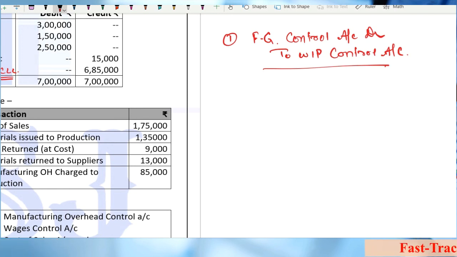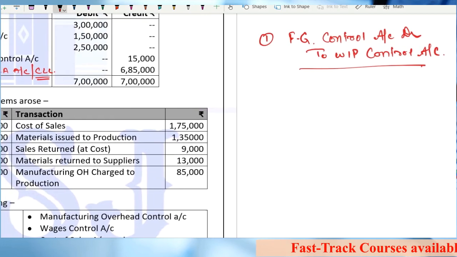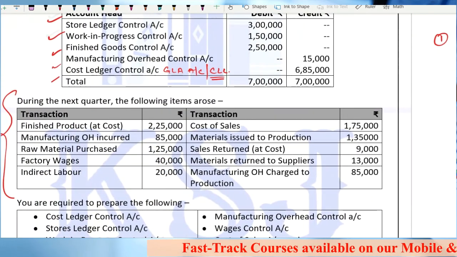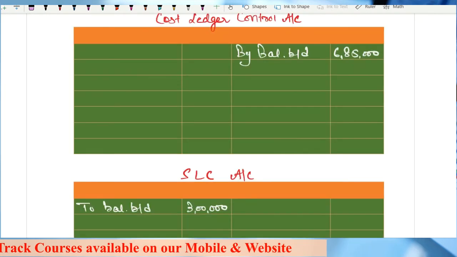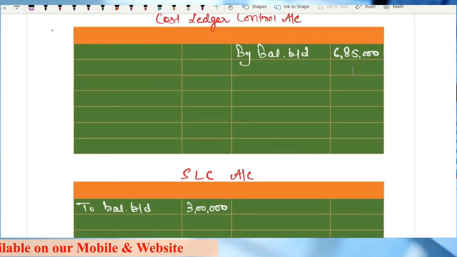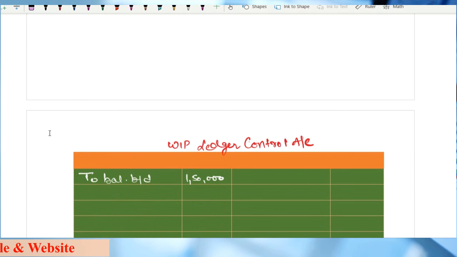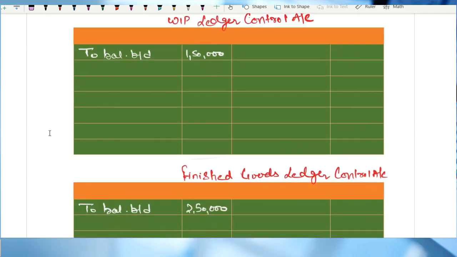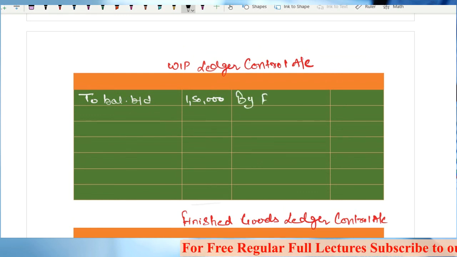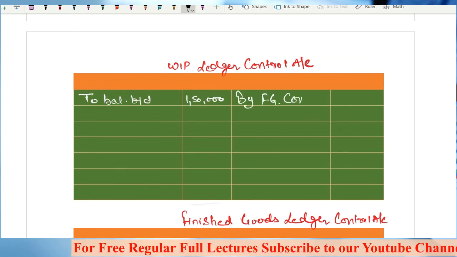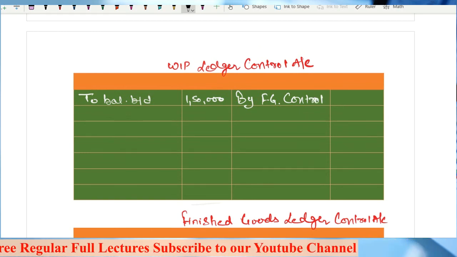This is recording finished goods at cost. That means the WIP has been converted into finished goods, 2,25,000. Now just post this entry. One effect will be given to WIP and the other to finished goods. So in WIP, what are we going to write? By FG control account. How much?